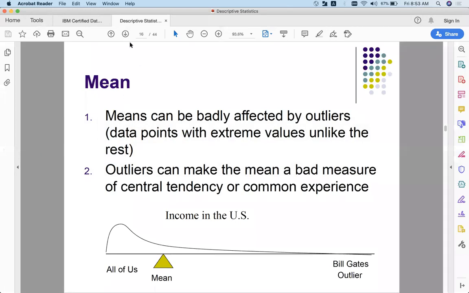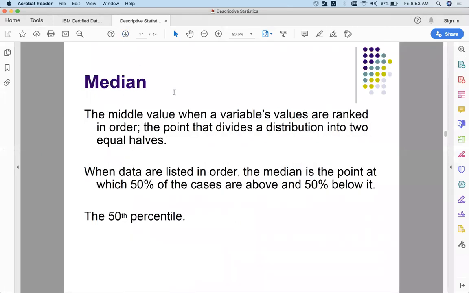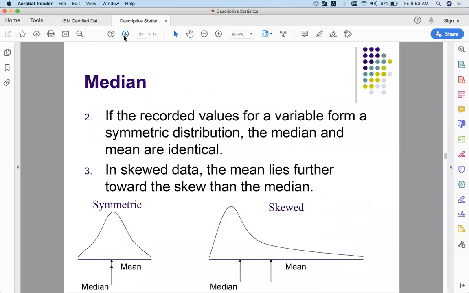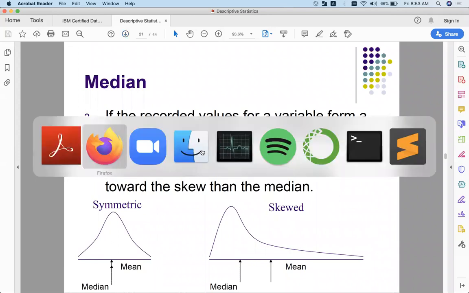Okay, so that's why we have median, right? Median is basically you sort the values. Sorting is important, guys. If you forget sorting, then the median will be wrong. Don't forget that. So median is basically you sort the values, and the center value will give you the median value.